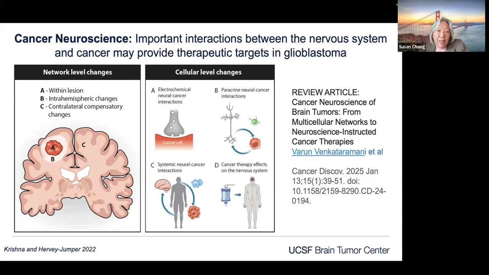But we now know that there are actual interactions between the neurons, active signaling and electrical activity happening between the neurons and the cancer cells that can have an effect. This can be quite broad-reaching, not only locally within the brain, but even the contralateral hemisphere. We're learning more about these paracrine neural cancer interactions, systemic neural cancer interactions, and obviously how cancer therapy might affect the nervous system. With all of this, this is a really outstanding review article by Dr. Winkler's group, just published in January this year in Cancer Discovery. I'll point that to you for further reference.